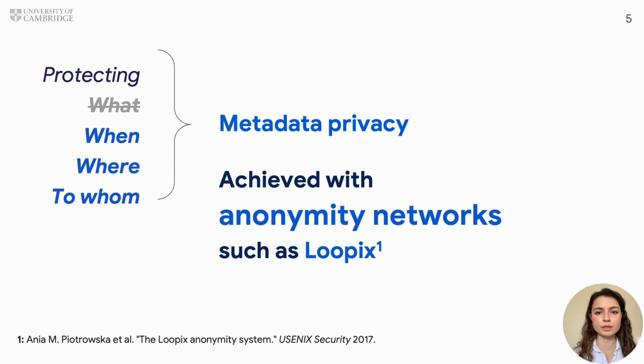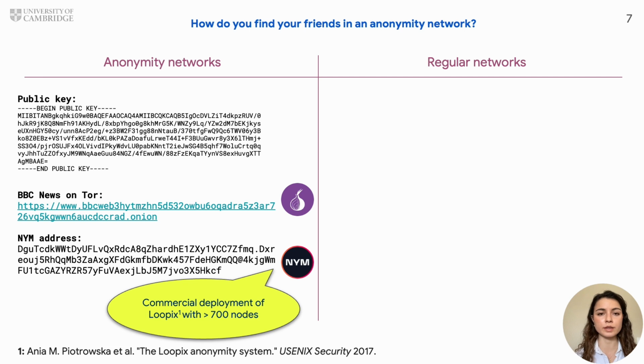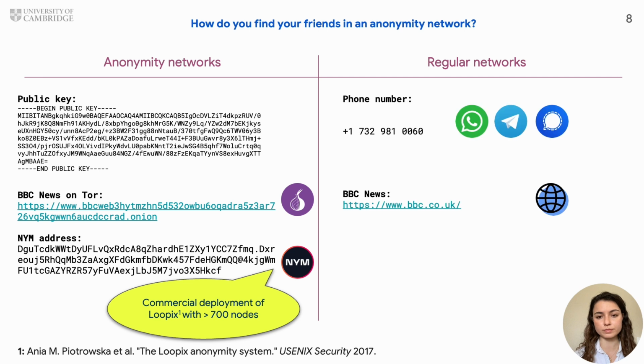And we can achieve metadata privacy using anonymity networks such as Loopix. But how do users find each other in networks like this? Well, anonymity networks usually don't provide native lookup mechanisms, so oftentimes the users need to somehow find the other user's public key. Similarly, URLs on Tor look like this, and an address on NIM looks like this. NIM is a commercial deployment of the Loopix anonymity network with more than 700 nodes.